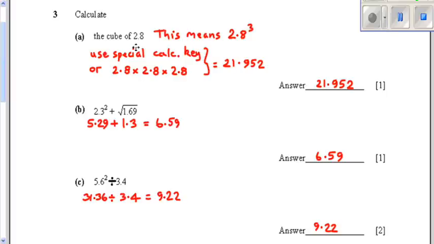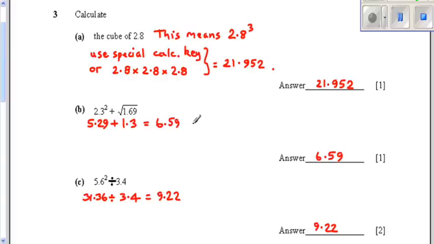Okay, so first part says the cube of 2.8. So just to remind you, the cube means 2.8 cubed, or to the power of 3. Now you've got a special key in your calculator which does the cube or power of 3 of a number, or if you don't have a scientific calculator, which you really need to have, you can just do it as 2.8 times 2.8 times 2.8, and your answer should be 21.952.